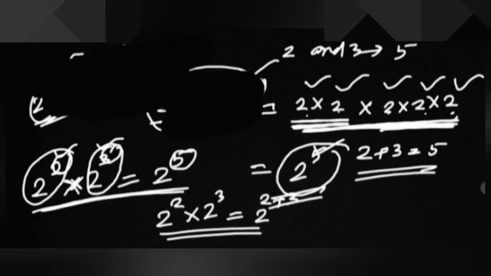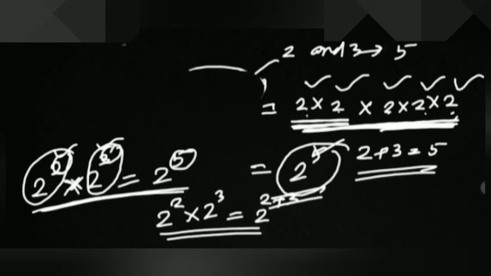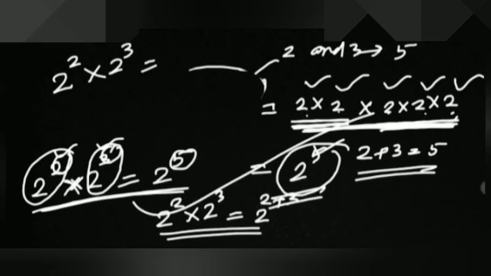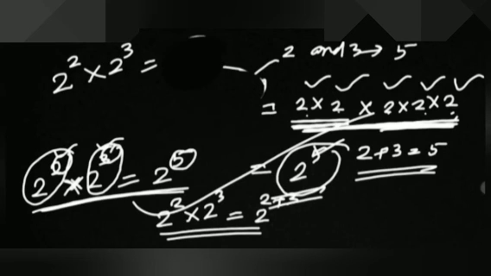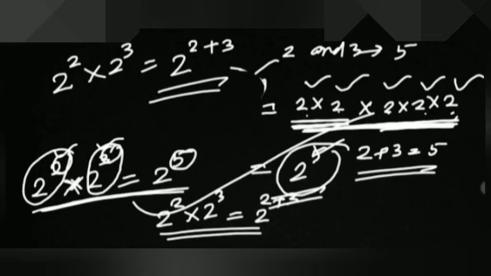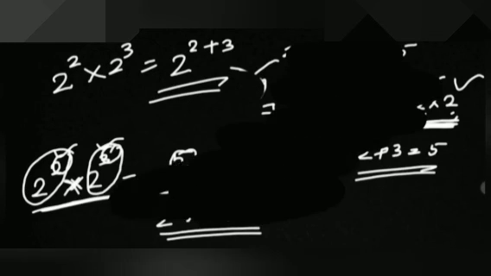From all this we can conclude that 2 raised to 2 into 2 raised to 3 is equal to 2 raised to 5. But instead of 5, we can write 2 plus 3. So we can write 2 raised to 2 into 2 raised to 3 is equal to 2 raised to 2 plus 3. Got it? Understood? So generally what can we write?